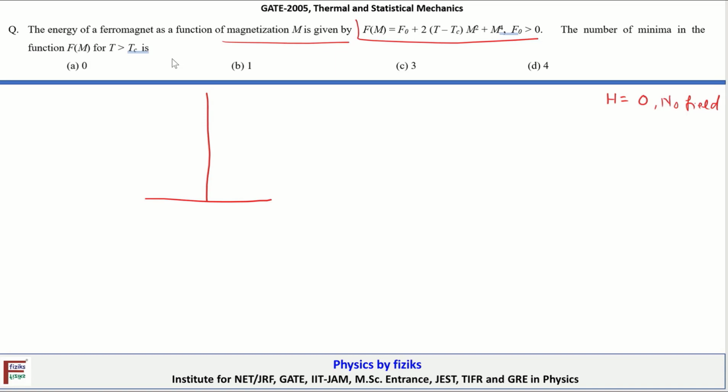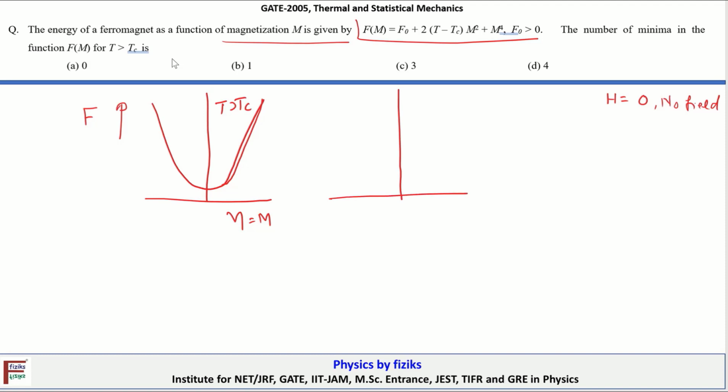For T greater than Tc we have a variation in the Helmholtz free energy. It's basically a parabola like this, and this is for T greater than Tc. On the y-axis it is the free energy F as a function of the order parameter eta, which is magnetization. And similarly one can conclude the discussion for the case when T is equal to Tc. At T equal to Tc, a flat portion appears at the minimum.